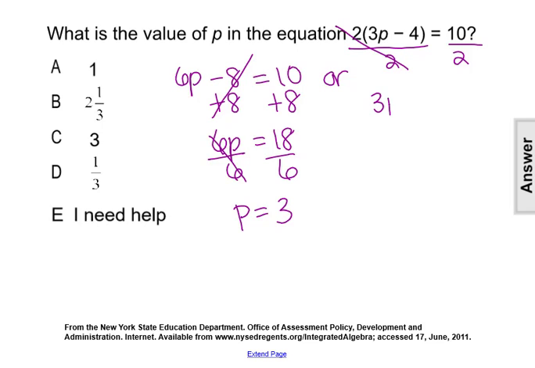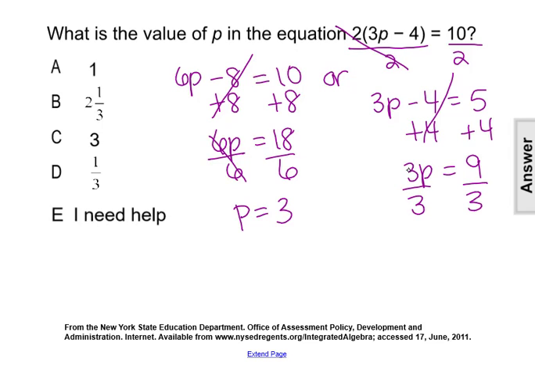That would have left us with 3p minus 4 equals 5. And then we can use our inverse operations to solve, where we have p times 3 minus 4. So we'll undo that minus 4 by adding 4 on both sides, which gives us 3p equals 9. And then if it's times 3, to isolate it completely, our last step would be to divide both sides by 3, which gives us p equals 3, which is what we got before.